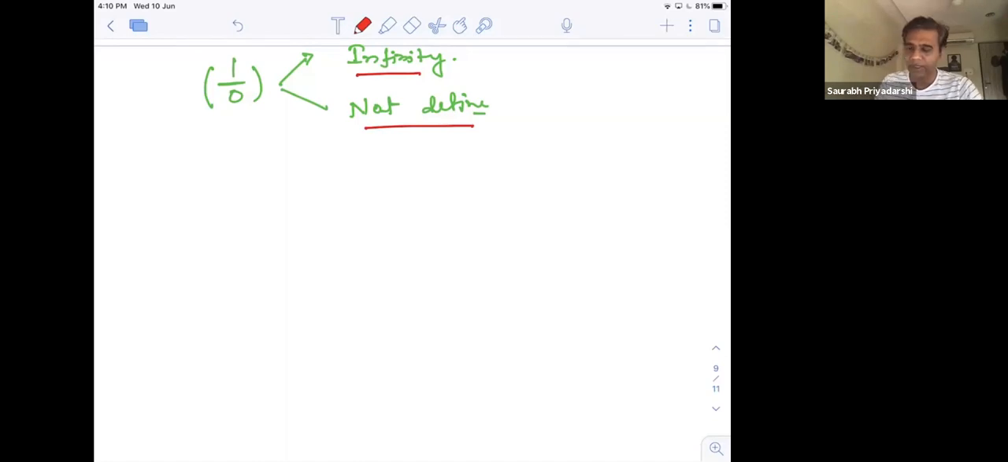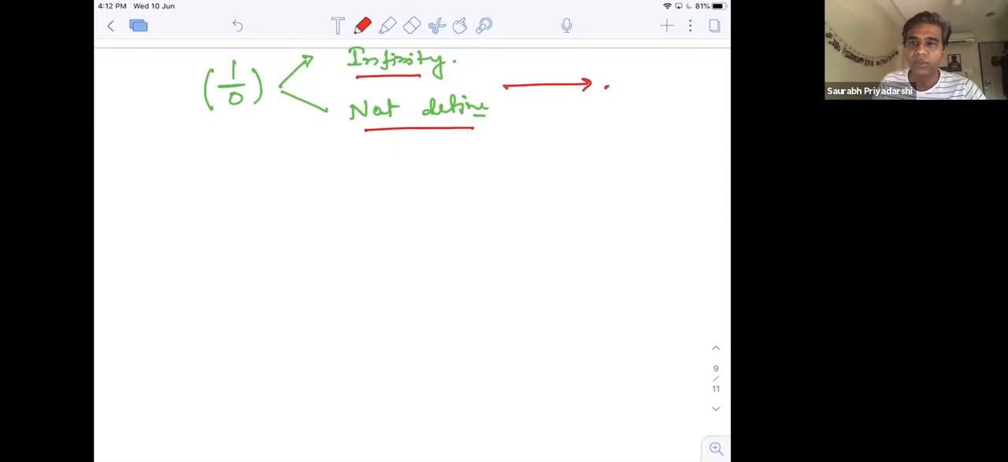Infinity is a very, very large number. When you say infinity, it gives the sense that the number is very, very large and we are not able to count that number. That's called infinity. But not defined means we are not able to define the number. Like if I'm writing 1 upon x minus 3, for what value of x is this function not defined? Suppose f(x) is equal to 1 upon x minus 3. We know that x must not be 3.